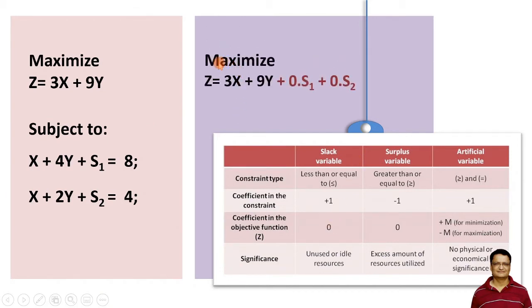So our objective function will be modified as 3x plus 9y plus 0 into S1 plus 0 into S2. Now we have selected the coefficient of slack variables as 0 in this objective function because here Z represents the profit and we want to maximize that profit, and as the slack variables do not contribute anything to the profit, we have marked them with a 0 coefficient in the objective function.